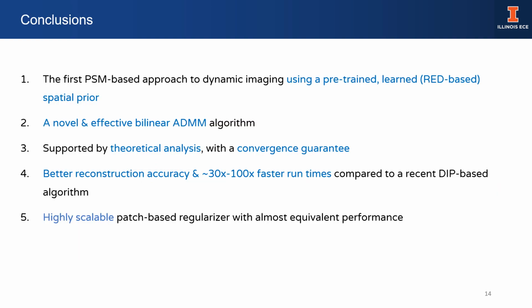In this work, we propose the first PSM-based approach to dynamic imaging using a pre-trained RED-based spatial prior. To solve the final objective, we propose a novel and effective bilinear ADMM algorithm. RED-PSM is supported by theoretical analysis with a convergence guarantee. RED-PSM provides better reconstruction accuracies and significantly faster runtimes. The method is scalable thanks to a patch-based implementation with almost equivalent performance.